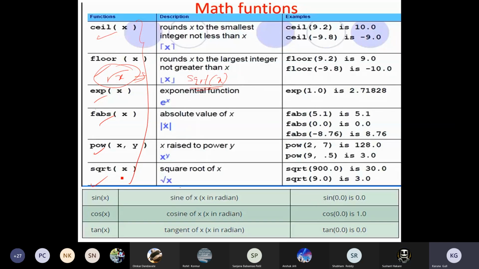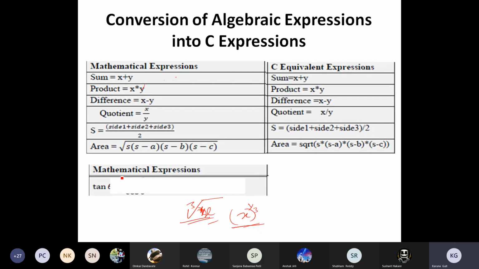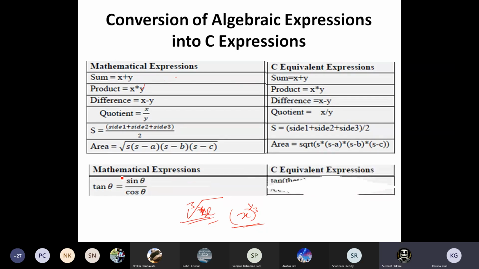Exponential is always the power of e. It is not something like power of 10. We don't have a cube root function in C. Where is the cube root function? You are supposed to use the power function. It's not the cube root. Please remember this is a very important thing. You are supposed to use the power function.